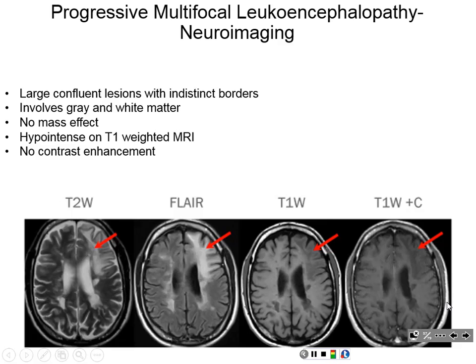By neuroimaging, it's not very obvious that this is definitely PML. Large confluent lesions with indistinct borders. There's no mass effect. It's hypo-intense on a T1 weighted MRI. There's no contrast enhancement. But we do see something lighting up that really shouldn't be.